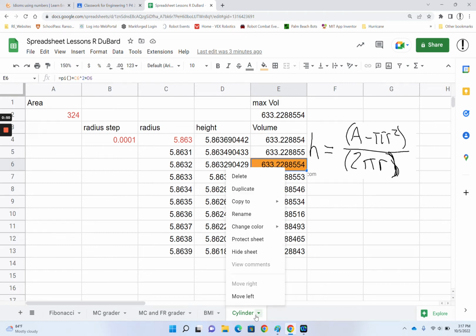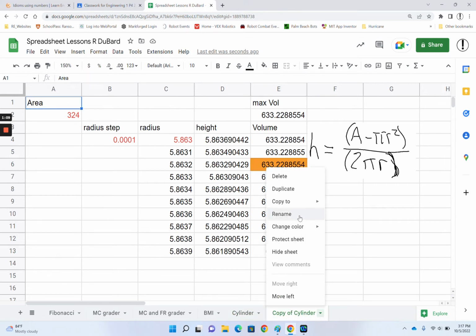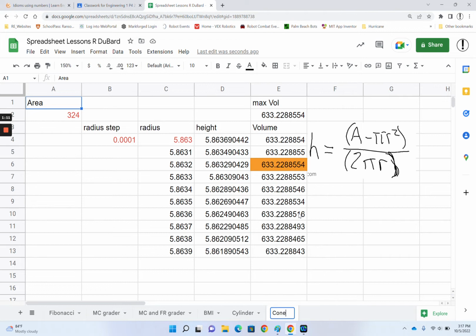So here in the spreadsheet, we are going to duplicate this spreadsheet, just like we did when we went from multiple choice grader to multiple choice and free response grader. We're trying to keep a lot of our prior work. So we duplicate it, and again, like that. The only difference between these two sheets really is their name to start with. So the first thing we'll do here is rename this as cone.